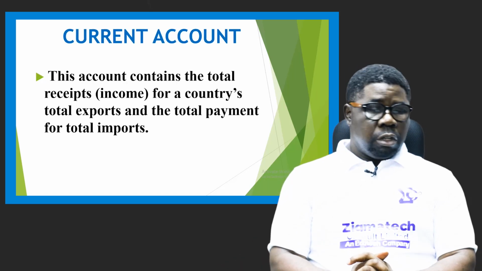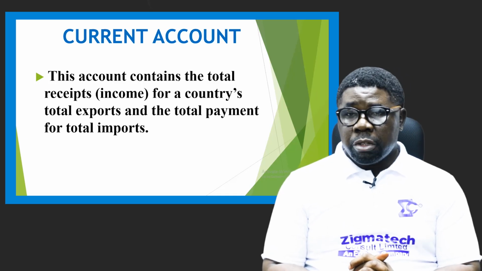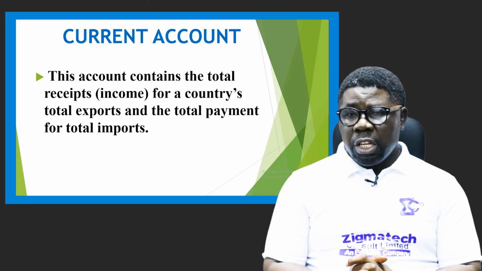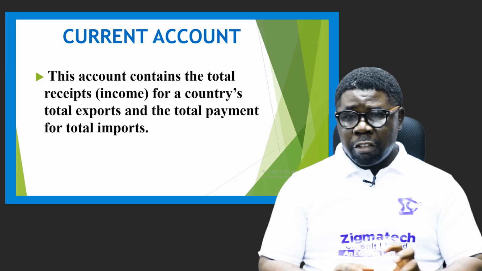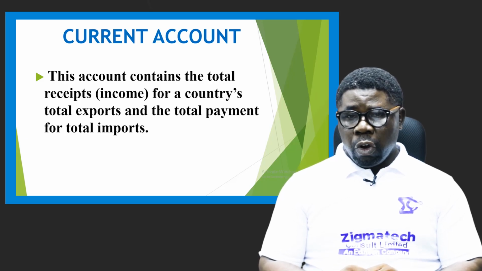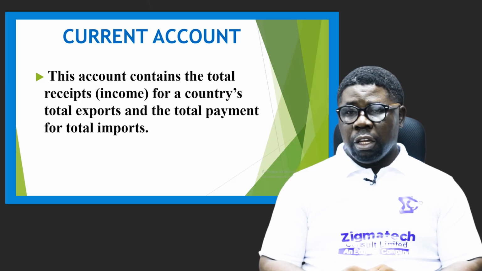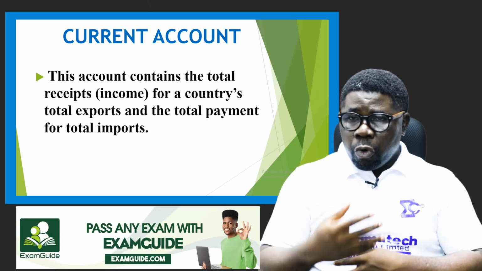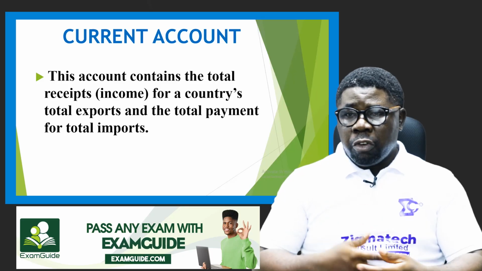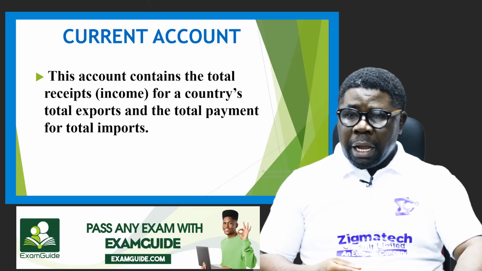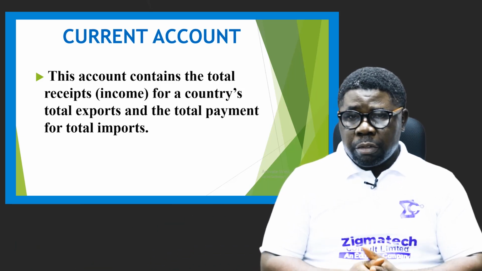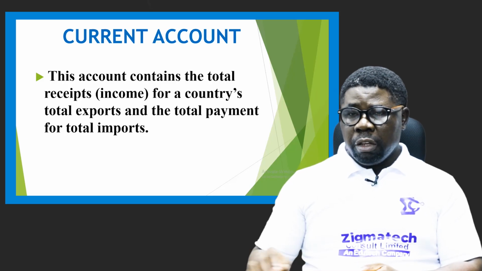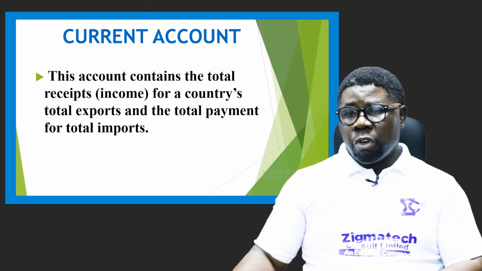The current account. How is the current account important in balance of payment activities? This account contains the total receipts, that is income, for a country's total exports and total payment for all imports. All right? That is what happens recurrently, every now and then, repeatedly. You buy and sell, you buy and sell, you buy and sell, all right? The records that are kept in what? In the current account, okay? That's what it means, okay? So that's where we keep the accounts or records for imports and exports.